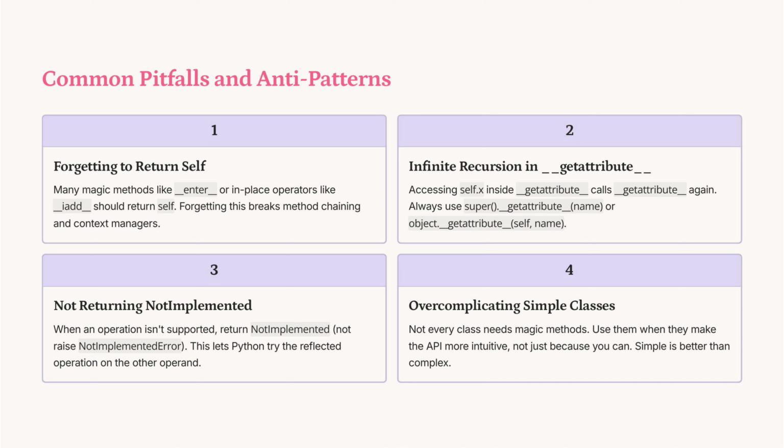Avoid common pitfalls in magic methods. Always return self in methods like __enter__ to enable chaining. Prevent infinite recursion in __getattribute__ by using super().__getattribute__(name). Return NotImplemented for unsupported operations, not NotImplementedError. Simplify class design. Use magic methods only when they enhance the API's intuitiveness.